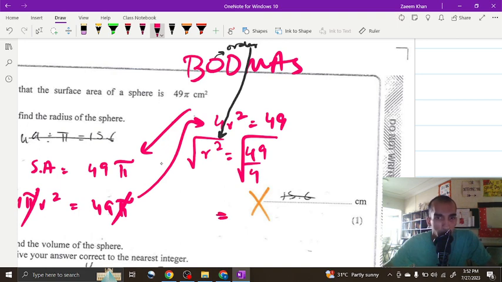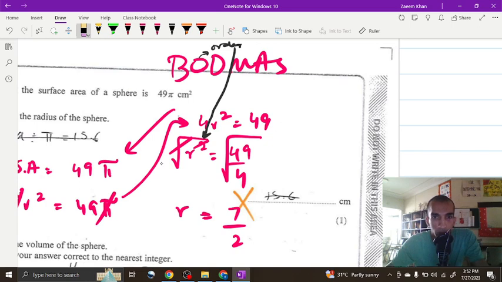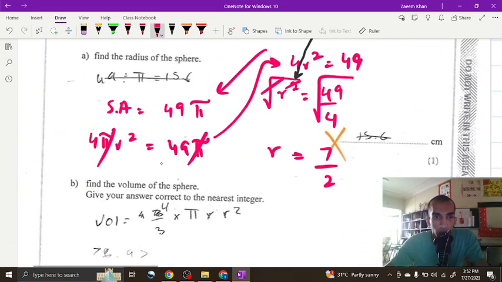We just did that a little while ago. 7, right? And the square root of 4 is 2. 7 over 2 is your answer. Or it can be called 3.5.